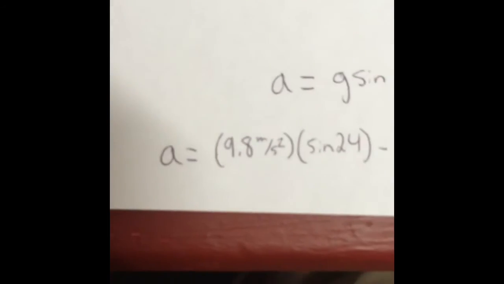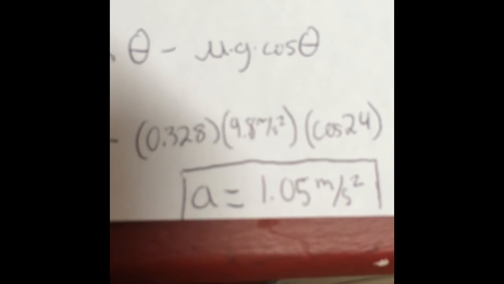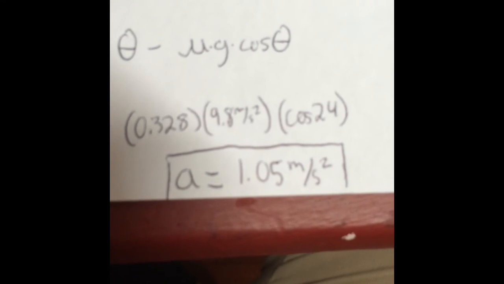We're now going to plug in all the information that we have, and we get that acceleration equals 9.8 meters per second squared times sine of 24, which is the force of gravity in the x direction, minus 0.328 times 9.8 meters per second squared times the cosine of 24, which is our friction force. When we subtract those two, we get that the acceleration is 1.05 meters per second squared. And that is the magnitude of the brick's acceleration.